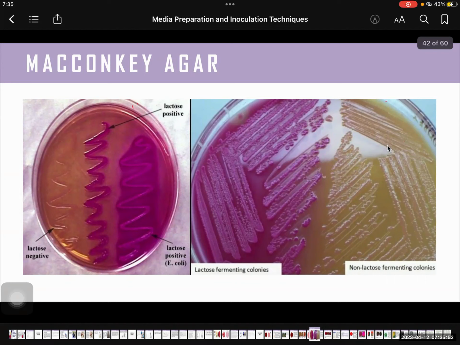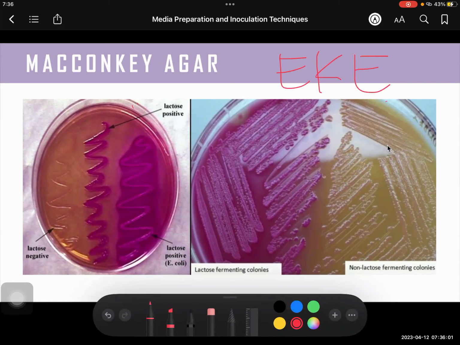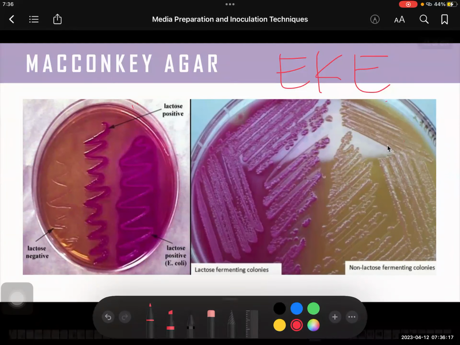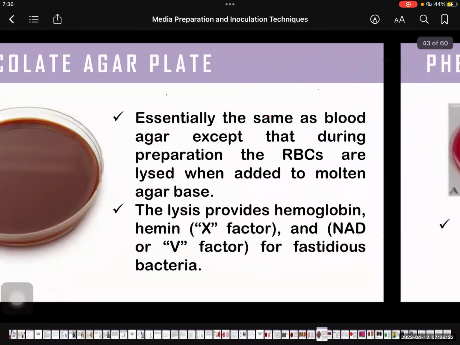Actually, those are what we call the rapid lactose fermenters. You may refer to this as the EKE. Rapid, meaning they ferment lactose quickly. There are only three of them, so they are easy to memorize. The rapid lactose fermenters of the family Enterobacteriaceae belong to these three genera. We have Enterobacter, Klebsiella, and Escherichia. Chocolate agar, there is not much growth on it.